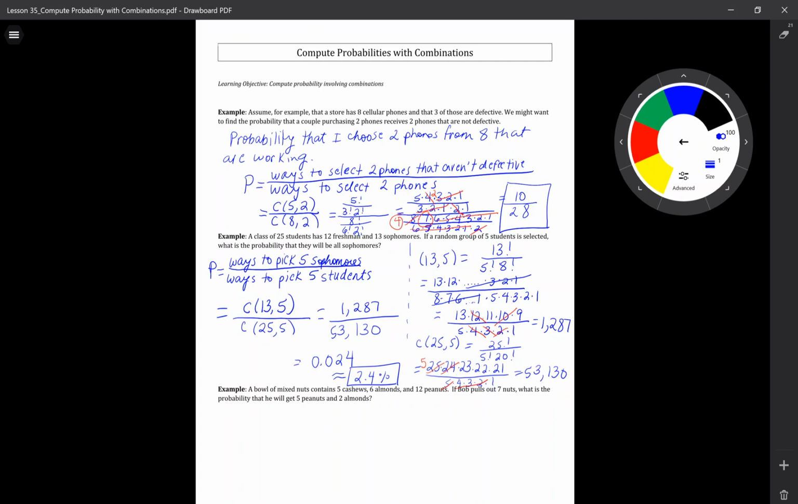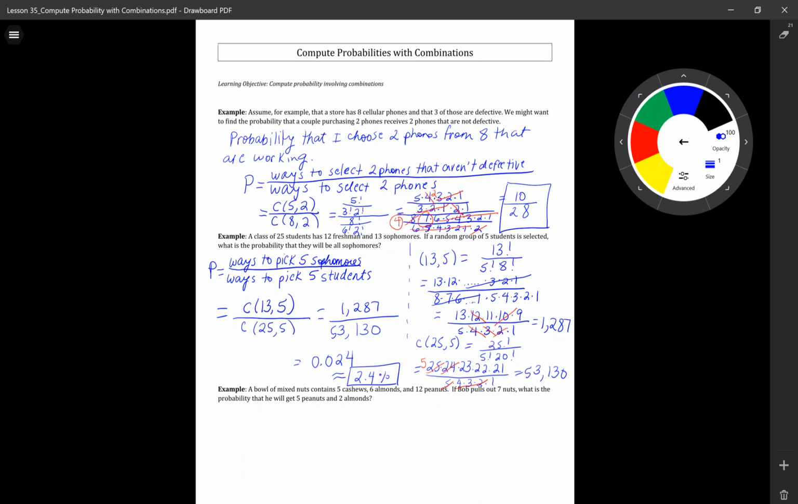All right, the next problem is a little bit different. We have a bowl of mixed nuts, which contains 5 cashews, 6 almonds, and 12 peanuts. If Bob pulls out 7 nuts, what is the probability that he will get 5 peanuts and 2 almonds? So here we have 2 things we're looking for, right? We want 5 peanuts and we want 2 almonds.